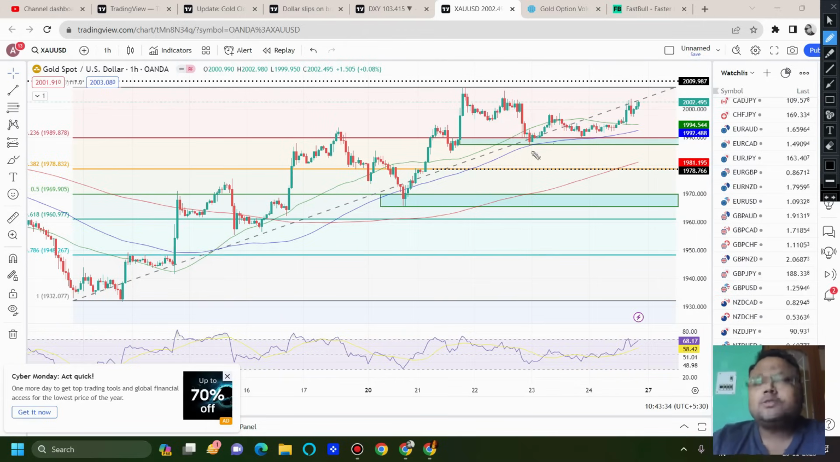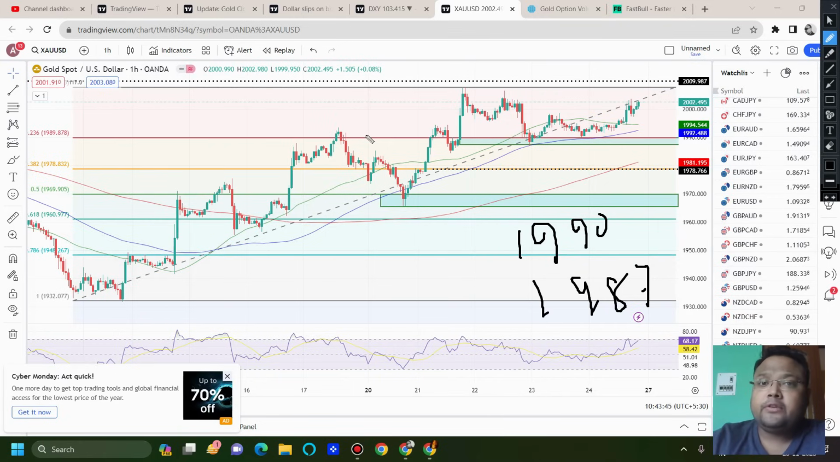On the chart of gold right now, we have 1990 to 1987 as the first level where we can look for a buy position. Why? Because we have the Fibo 23.6% retracement level. Apart from that, we also have good support around this area, meaning we have a good presence of buyers around 1990 to 1987. So in case the market shows a deeper correction, we can look for a buy around this area. The volatility of the market will be important.